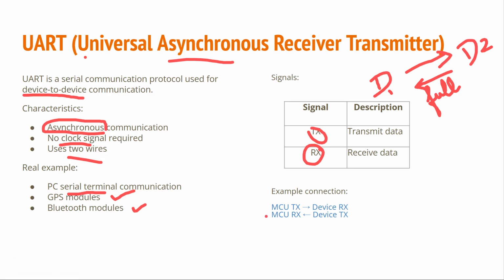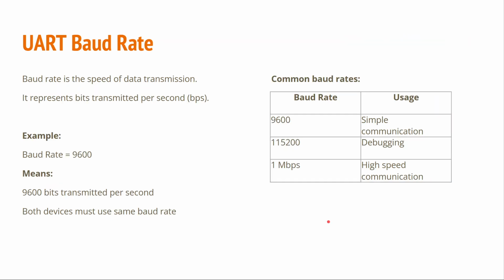And here they have given a simple connection. If I want to connect my microcontroller with a device via UART, my microcontroller's transmitter has to be connected with the device's receiver, because my MCU is sending the data. This is the transmitter, but the device is receiving the data, isn't it? So we have to interchange and connect them. MCU TX has to be connected with device RX, and MCU RX will be connected with device TX. Okay, now baud rate.